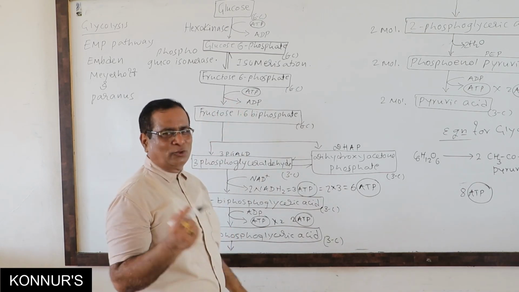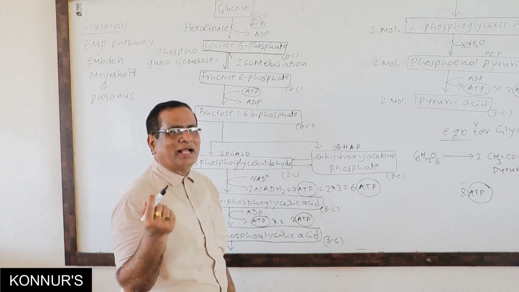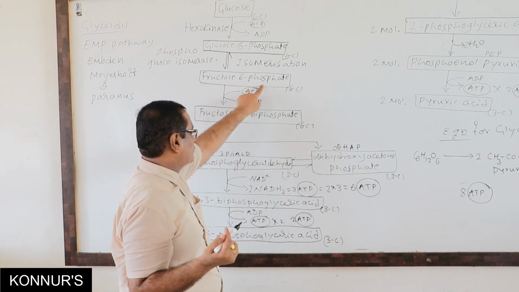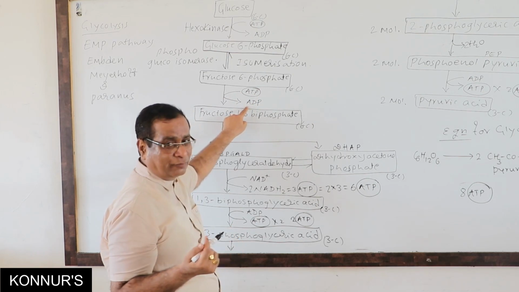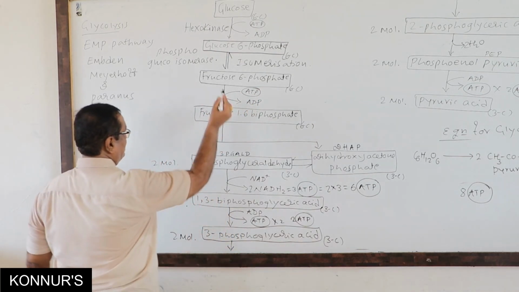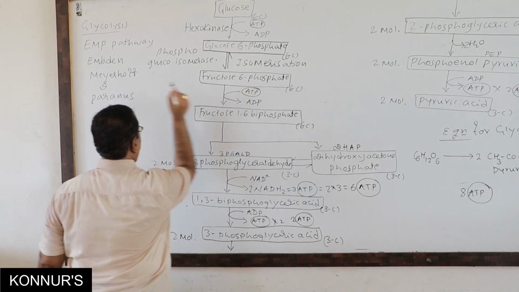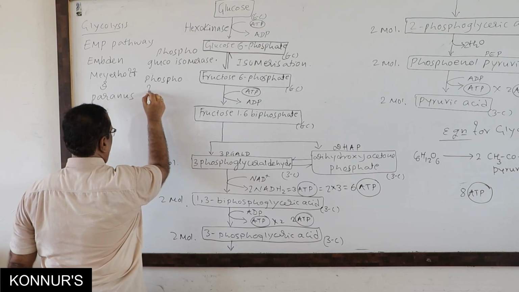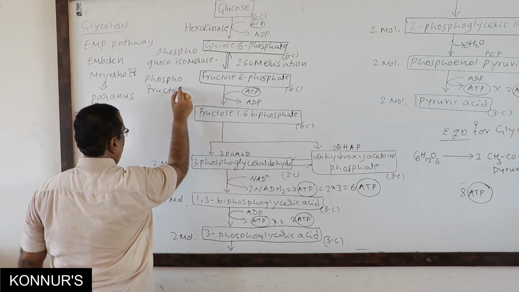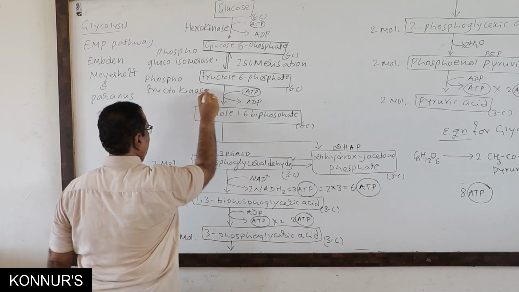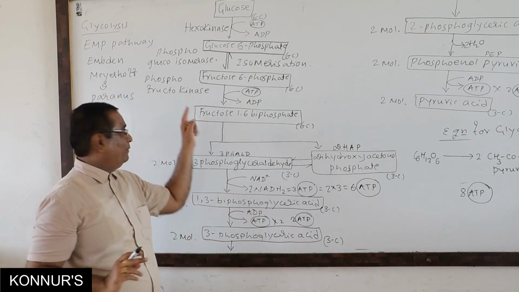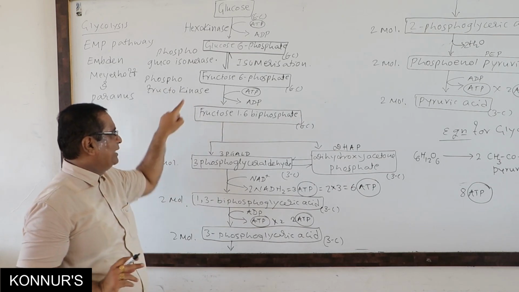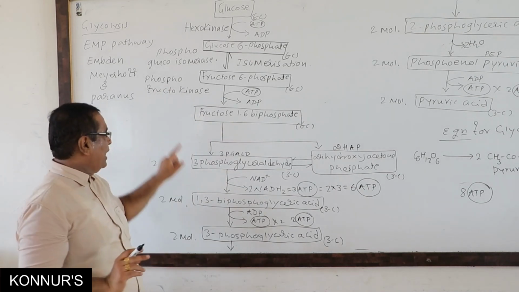Then fructose 6-phosphate takes ATP, so the name of the enzyme ends with kinase. A fructose having a phosphate makes use of ATP, so the enzyme is phosphofructokinase. ATP is used in this step, and the name of the enzyme ends with kinase. That's all.